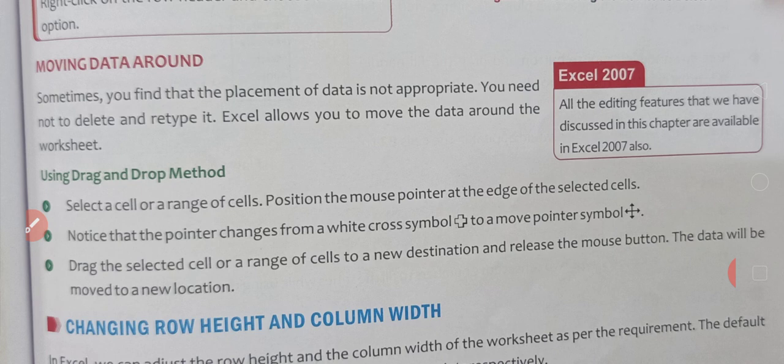That is the first method. Select the cell or range of cells, position the mouse pointer at the edge of the selected cell. Notice that the pointer changes to a white cross, and to move, the pointer symbol changes to this symbol which is shown over here. Drag the selected cell or range of cells to a new destination and release the mouse button. The data will be moved to a new location. So children, by selecting a range of cells and pressing the mouse button, you can move the cells from one place to another in the worksheet.